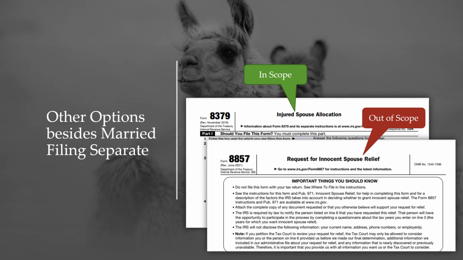And we'll talk more about the case where spouses are estranged. In certain circumstances, a spouse might be able to claim head of household, but we'll talk more about that in our next filing status.